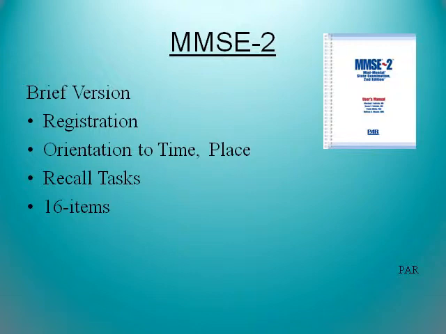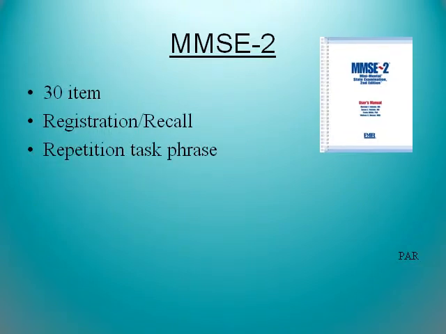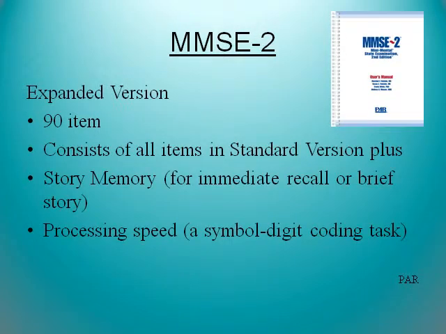It was published by PAR, which was kind enough to give me copyright permission to talk more about it. The brief version looks at registration, orientation to time and place, and recall tasks, and it has 16 items. The standard version builds on the brief version and also has registration, recall, and repetition tasks. And then the expanded version has 90 items, and it has a lot more. It also has memory for stories and processing speed. It has a digit symbol coding.